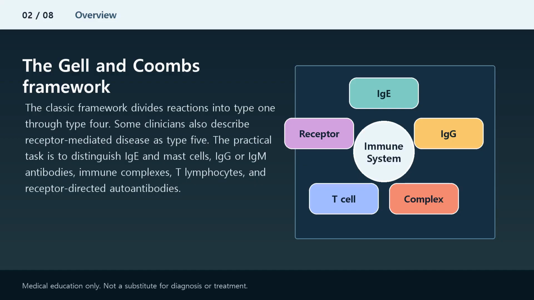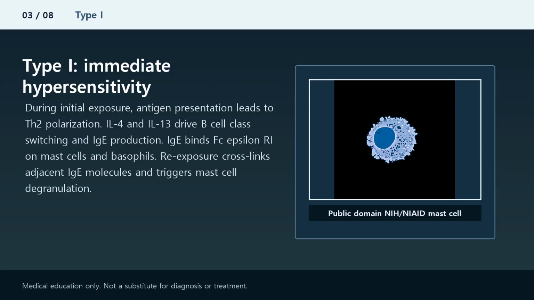Some clinicians also describe receptor-mediated disease as type 5. The practical task is to distinguish IgE and mast cells, IgG or IgM antibodies, immune complexes, T lymphocytes, and receptor-directed autoantibodies. During initial exposure, antigen presentation leads to Th2 polarization.